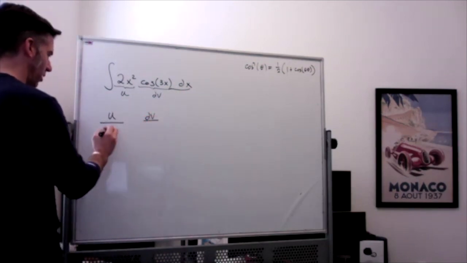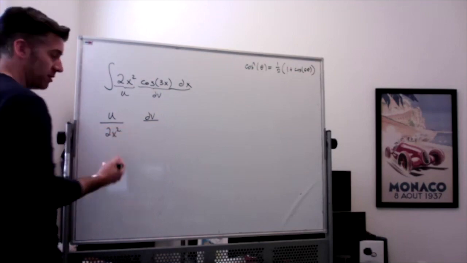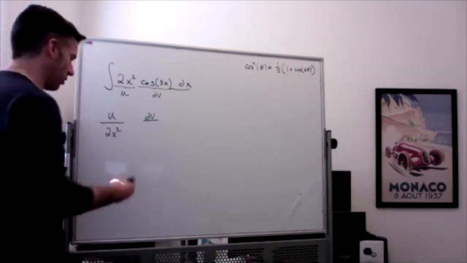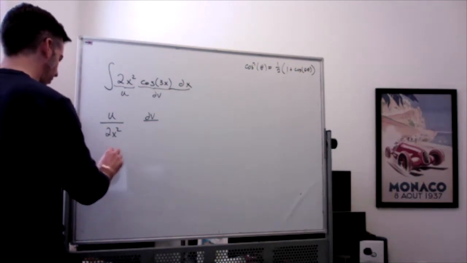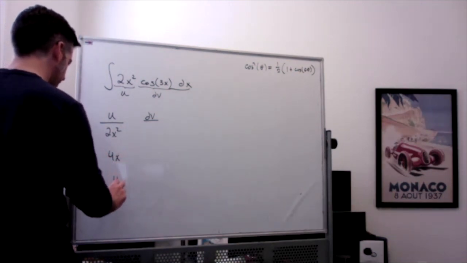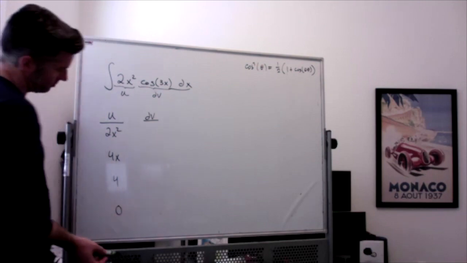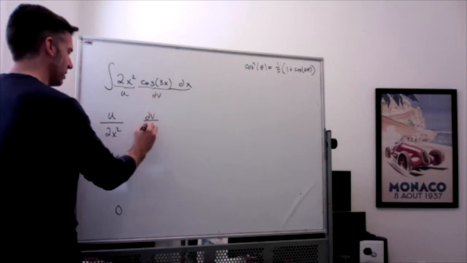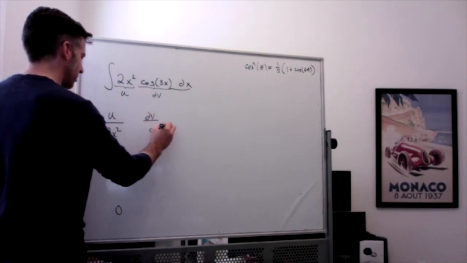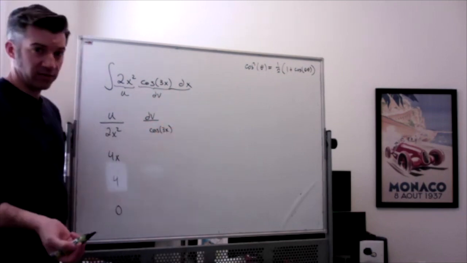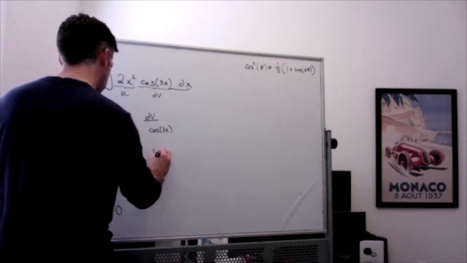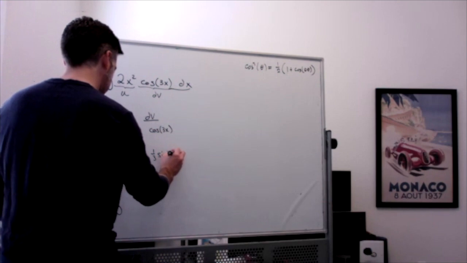So for the u part, we write down that, and then we keep taking derivatives of our u until we get to 0. So the derivative of x squared is 4x, the derivative of 4x is 4, the derivative of 4 is 0. And then for dv, we take the antiderivative. So our first dv is cosine of 3x. The antiderivative of that is sine of 3x divided by 3, or 1/3 sine of 3x.